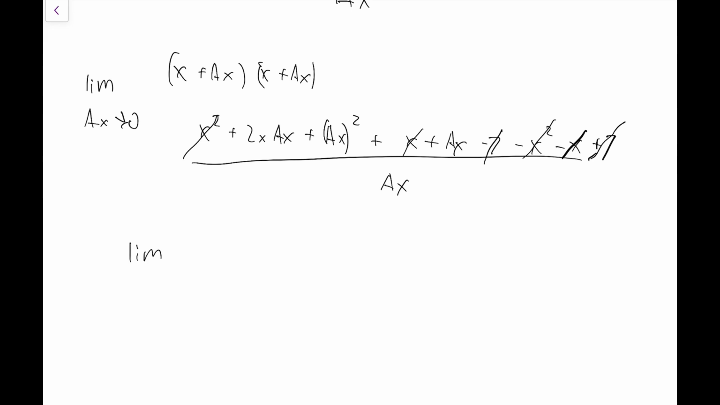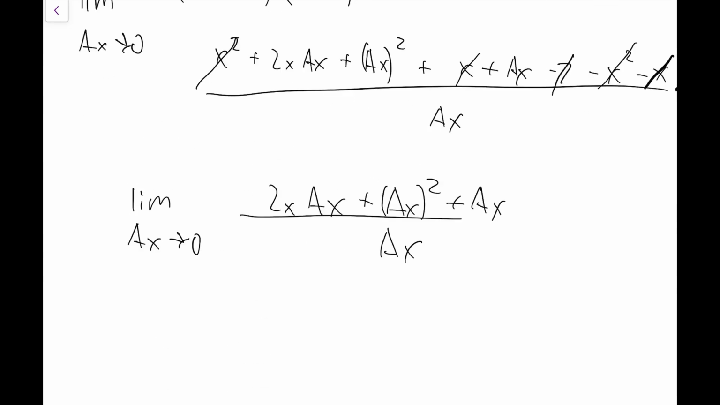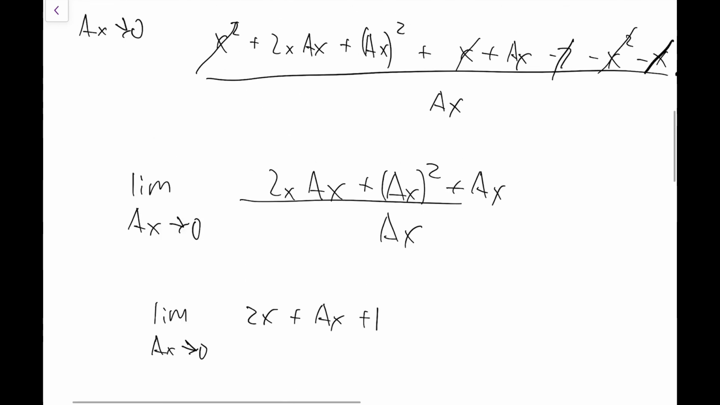So then after that, we still have the limit of delta x approaching 0 of 2x delta x plus delta x squared plus delta x, over delta x. So now we can take out a delta x from this equation to simplify it further. So we have limit delta x approaches 0, 2x plus delta x plus 1. Make sure that you put plus 1 instead of 0 because taking away a delta x from delta x results in a 1. And some people forget to do that.